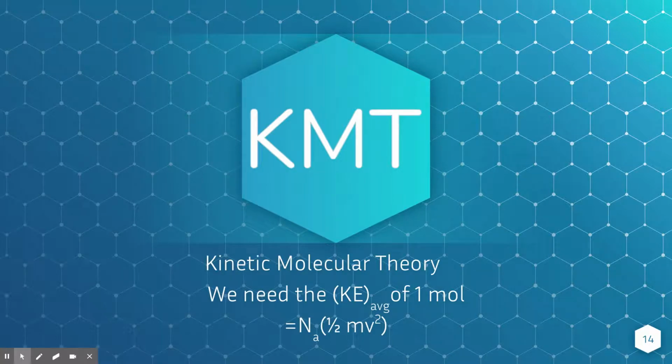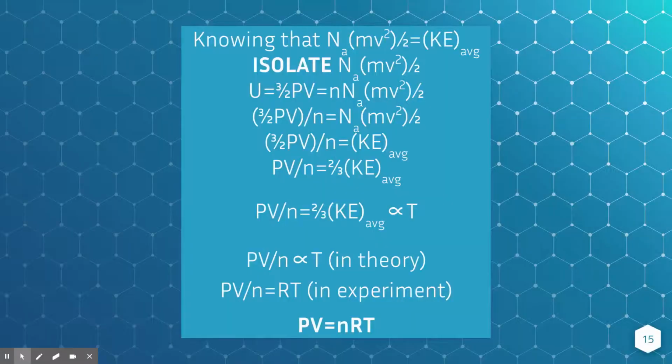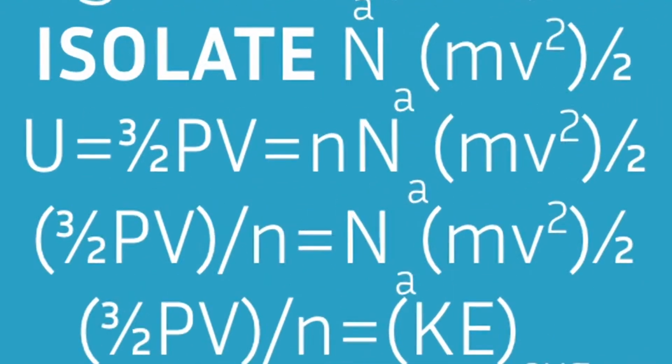So KE average is actually the kinetic energy for 1 mole. This means the kinetic energy of one particle times Avogadro's number. Pretty self-explanatory. So understanding this concept, we can isolate the components which make up KE per particle.